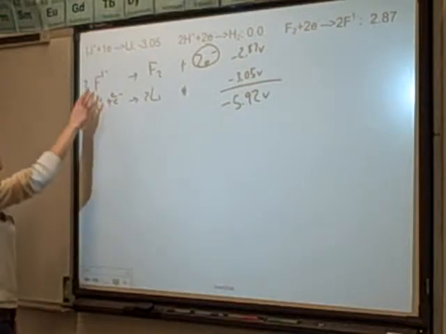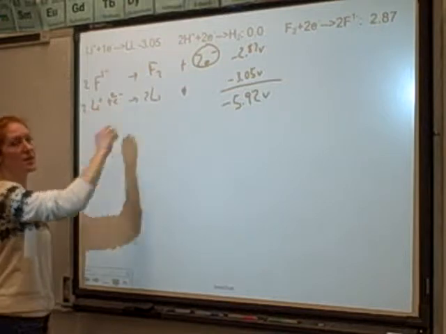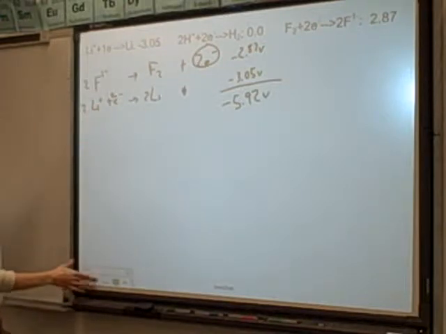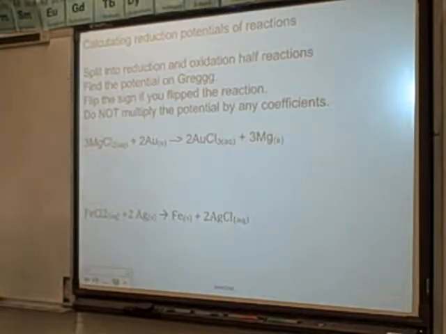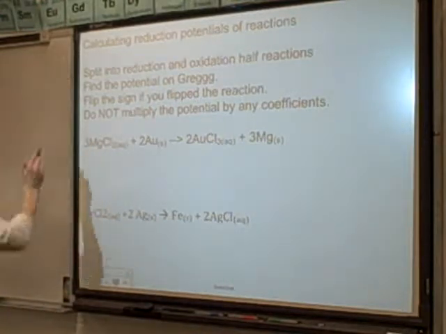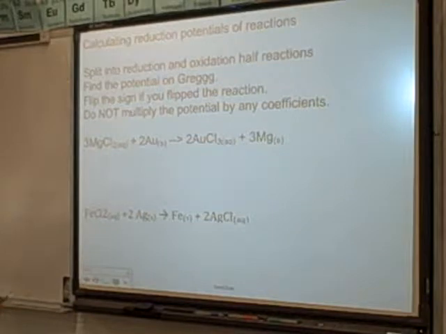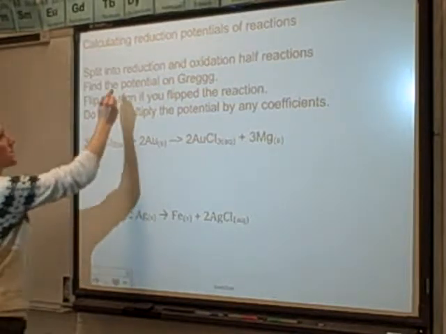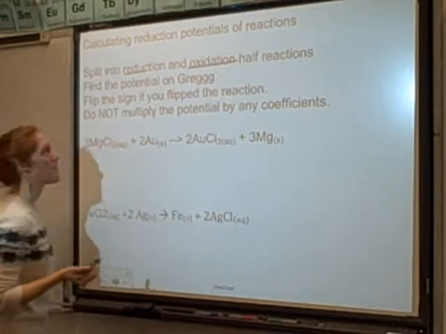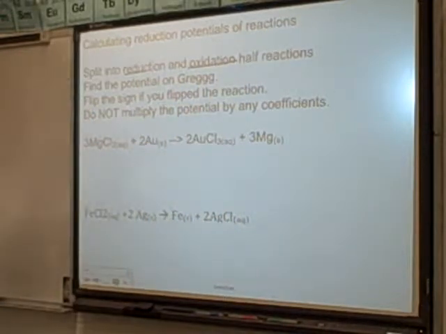So this was really just saying if I took the electron from the fluorine and put it to the lithium, how do I use standard reduction potentials to calculate the standard reduction potential of the whole reaction? So the things I just did, I split my reaction into reduction and oxidation. Every redox reaction has a reduction and an oxidation. They both have to happen. So let's do that first.